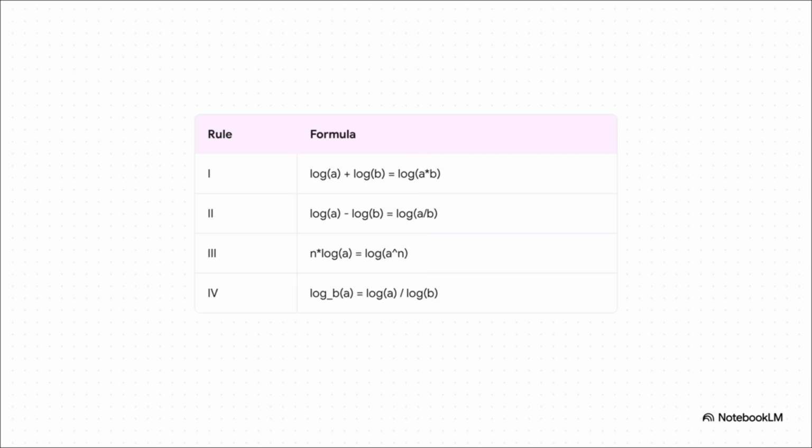And look at this, the laws of logarithms are a perfect mirror image of the exponent laws. See how adding logs corresponds to multiplying the numbers inside, and subtracting logs means you're dividing? That's not a coincidence. It's because of that inverse relationship we were just talking about.